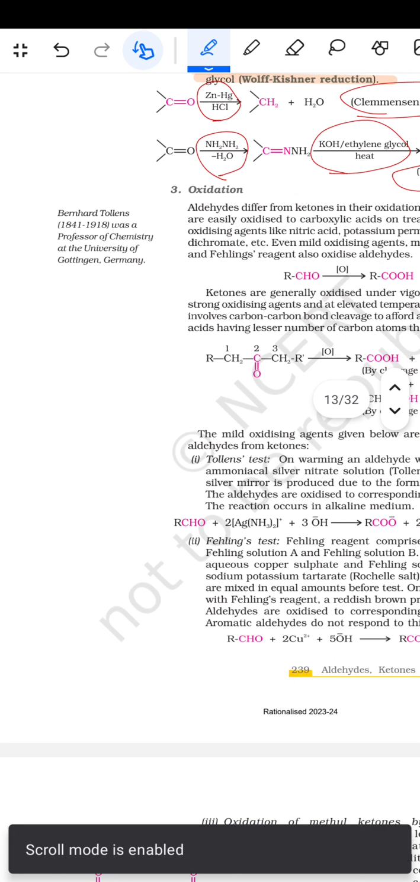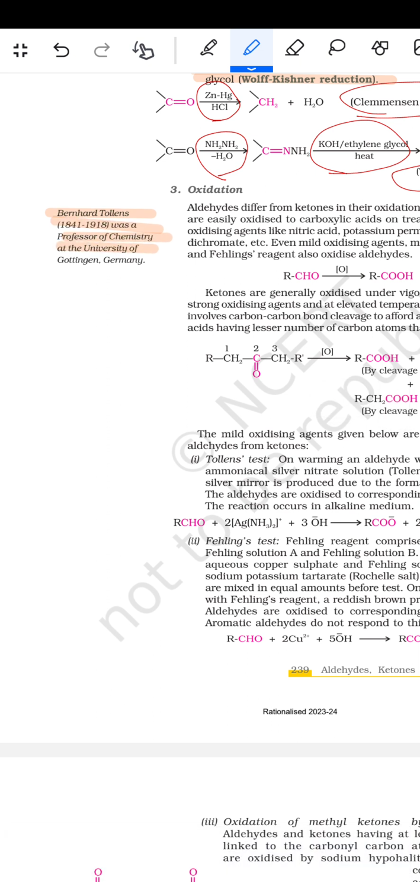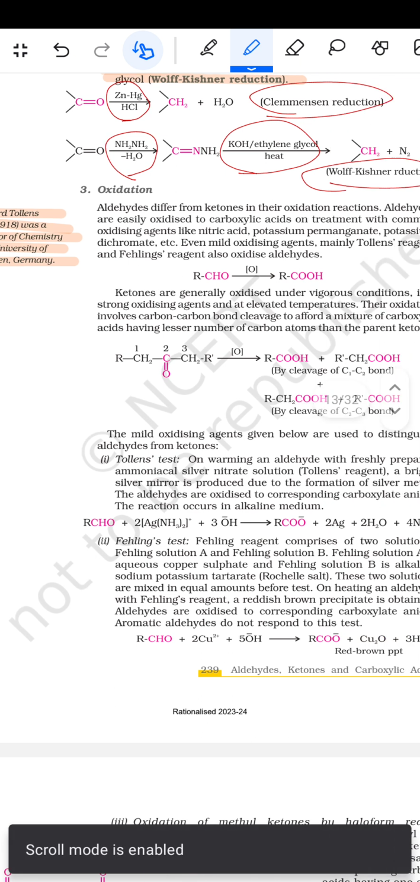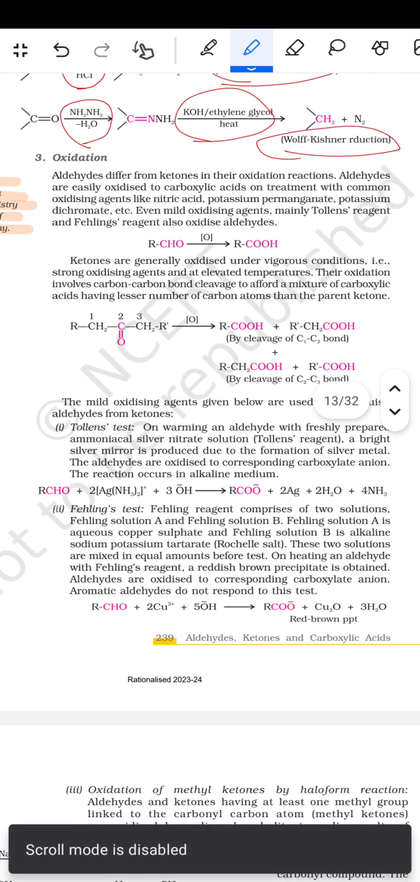फिर आता है कि Bernhard Tollens was a professor of chemistry at the University of Göttingen, जर्मनी, जिसको कहते हैं. फिर आता है ऑक्सीडेशन. कि aldehydes differ from the ketones in their oxidation reaction.